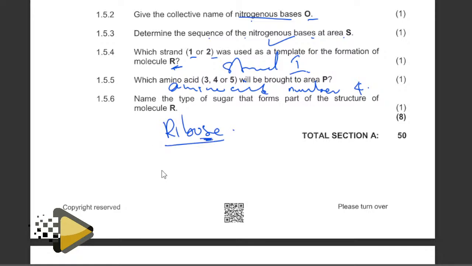So guys, I think you got 50 out of 50. Congratulations if you got it. Yeah, so it looked to be a little bit simple. Is there anyone who got 50 out of 50? Let me know in the comment section.